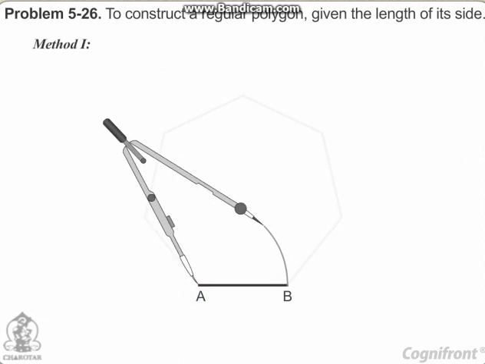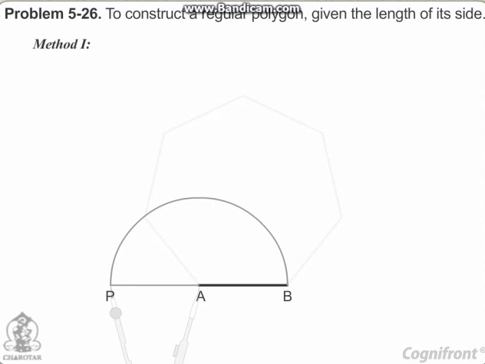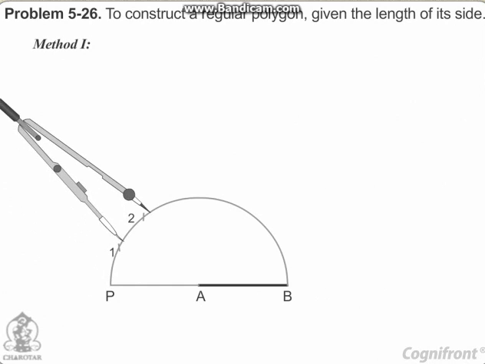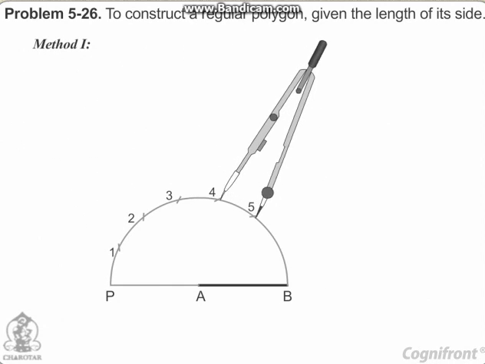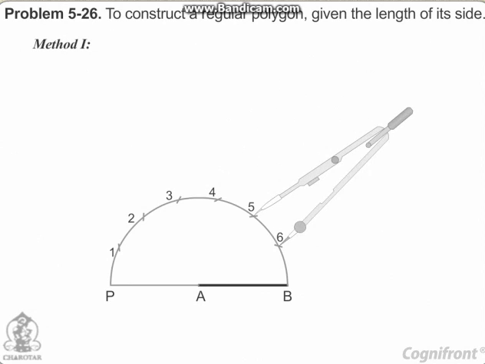Method 1. Draw a line AB equal to the given length. With center A and radius AB, draw a semicircle BP. With a divider, divide the semicircle into 7 equal parts, the same as the number of sides. Number the division points as 1, 2, etc., starting from B. Draw a line joining A with the second division point 2.